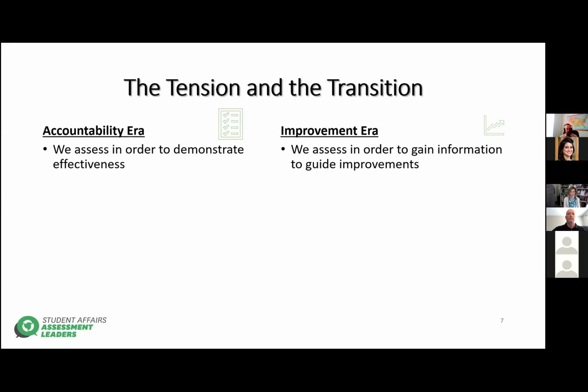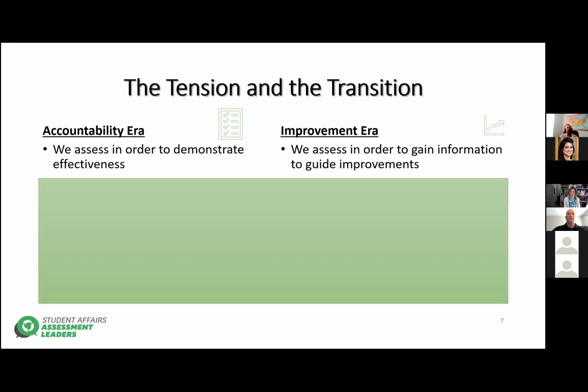Because it was accountability, we were going to our state, our accreditor, the federal government, whoever it was, to say, your money's safe with us, we know what we're doing, here's our evidence of improvement. And that's very different than where we live now, where oftentimes assessment is us gaining information for ourselves to guide improvement for us. And I think that's really important to understand, because it has a lot of sort of tensions and transitions.